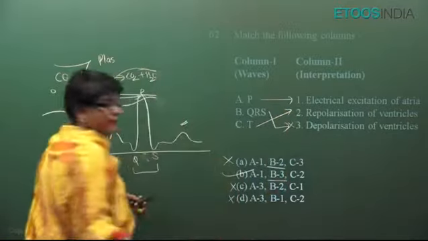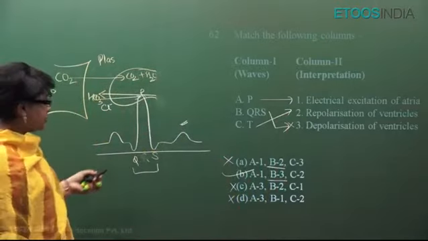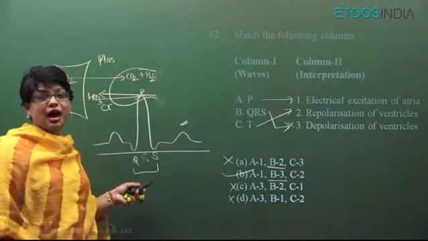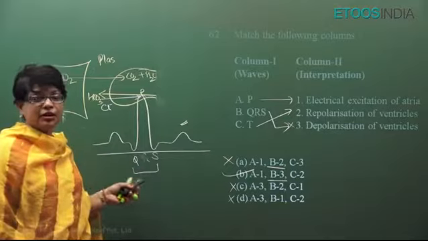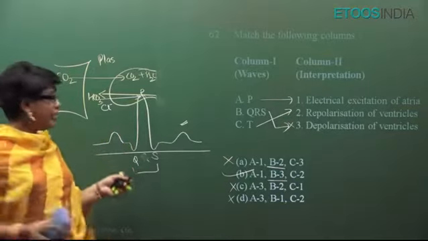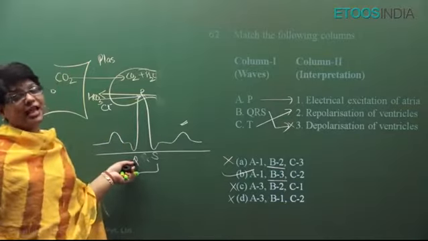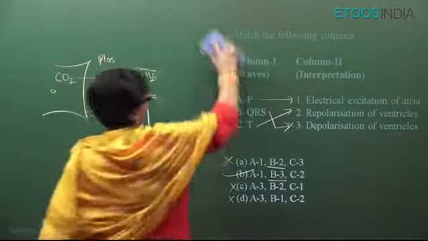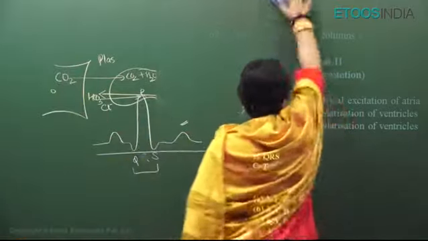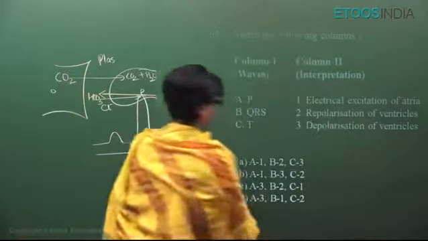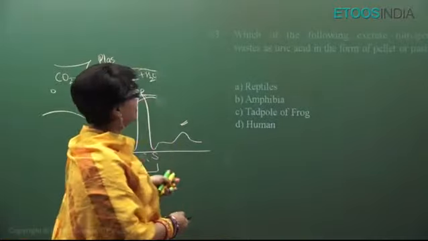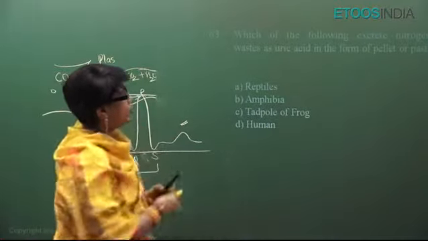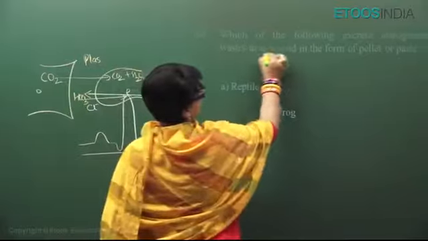And one very important concept on which question comes: if you want to find out how many times the heart has beaten in 1 minute, take an ECG of 1 minute, calculate number of QRS, that will give you the pulse or heart rate. Alright? So answer is B.